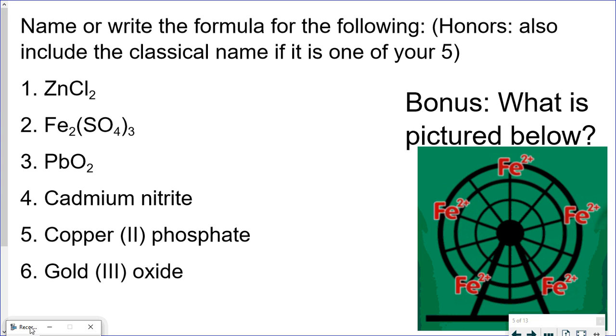Hey guys, this is going to go through the warm-up on naming transition metals. So if you remember, there were some that you needed to know if you're in honors that had the classical name. And remember that there are some that will not have Roman numerals with the stock name. So remember, if it's not one of those exceptions, you do need to have the parentheses after the element name with Roman numerals. So ZnCl2.